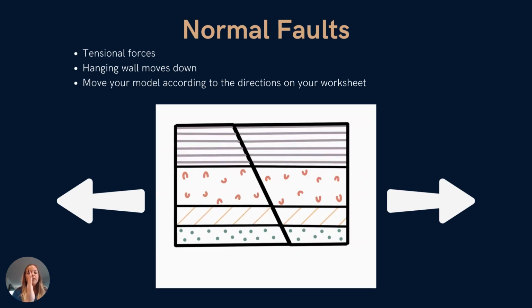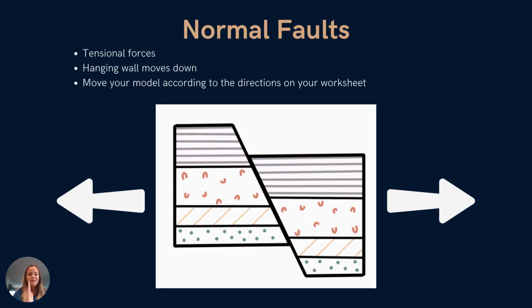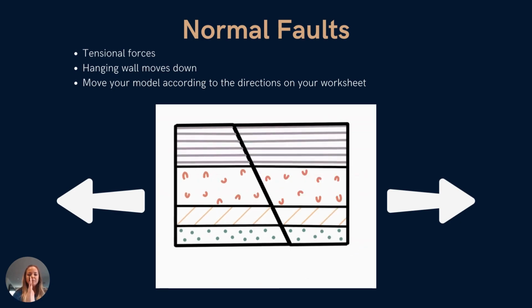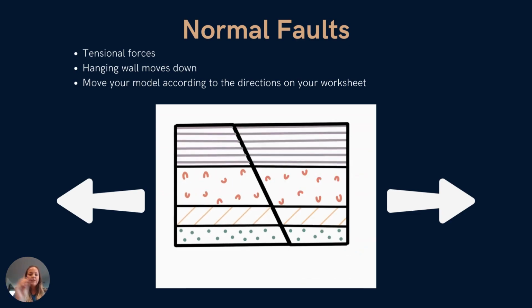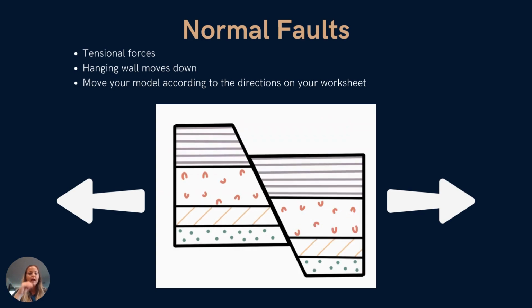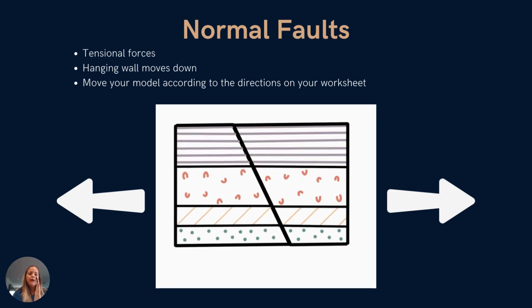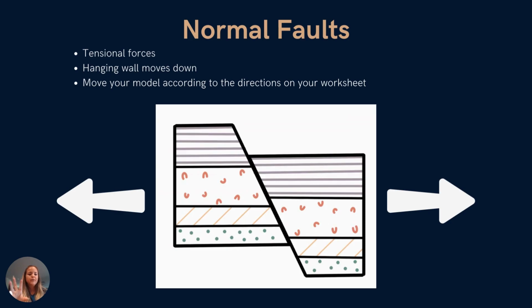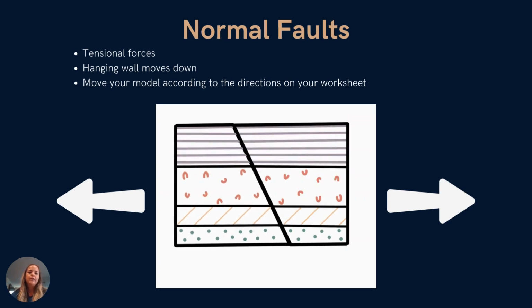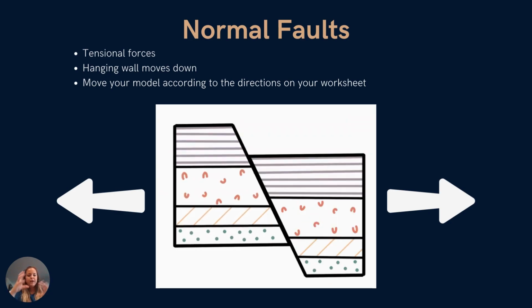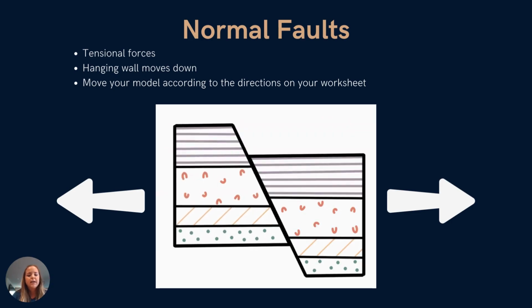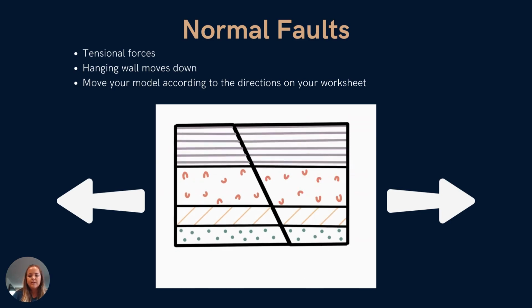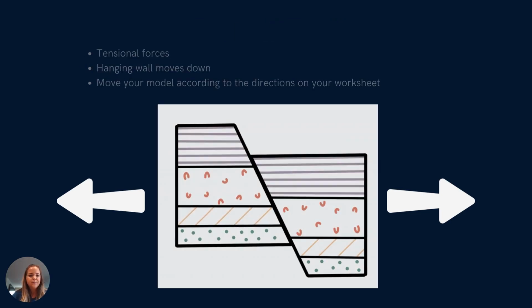woman, whoever you want person to stand in front of your faults, if you draw a person in front of your faults, then you would see that on the right-hand side here, their head would fall into that block and their feet would fall into the block on the left. And so the block that's moving down is the hanging wall block. Okay. And so you can do this with your diagram. There's some directions for you on how you move your little block diagram in this manner and see what you observe.